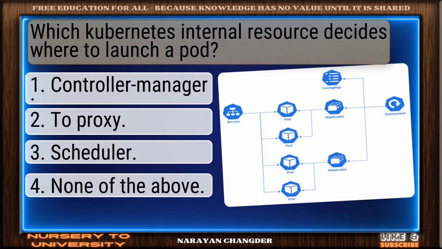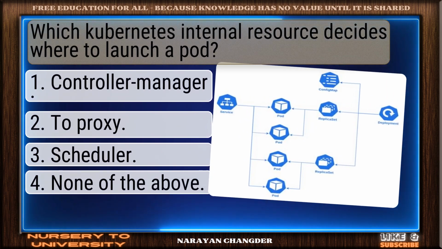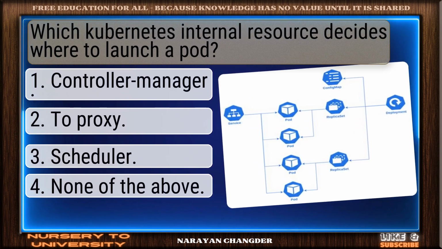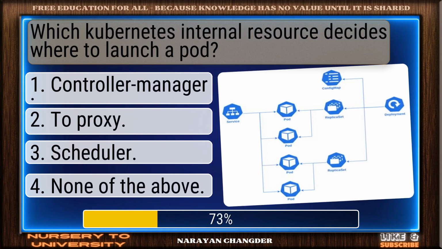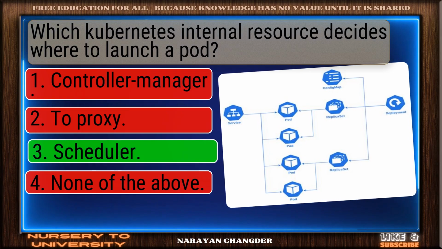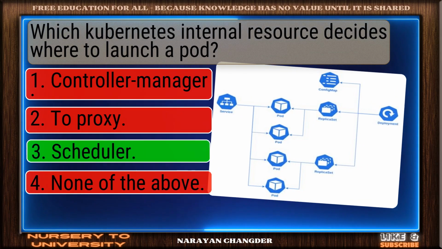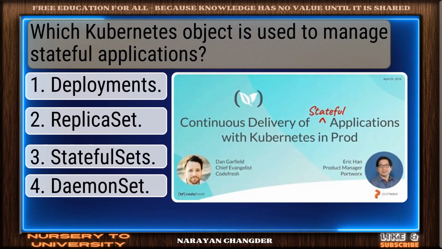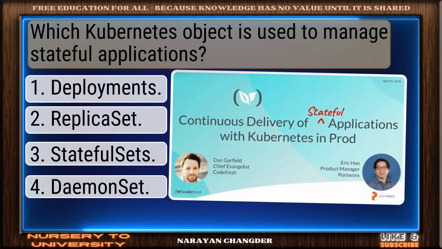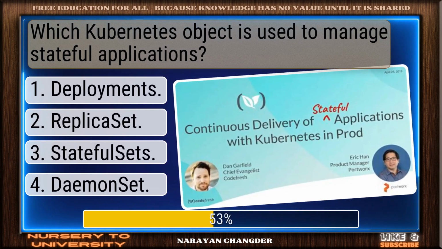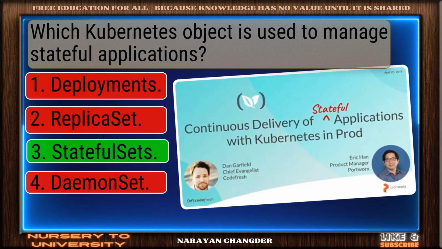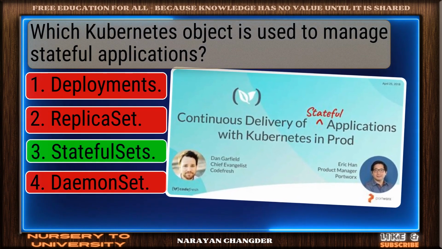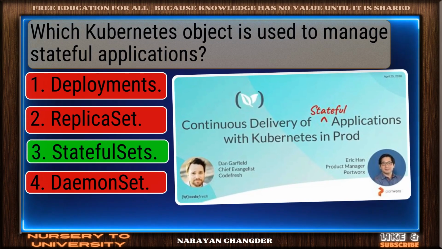Question number 5. Which Kubernetes internal resource decides where to launch a pod? Good job. Your answer scheduler works well here. Question number 6. Which Kubernetes object is used to manage stateful applications? Nice selection. Stateful sets is the correct and valid answer.